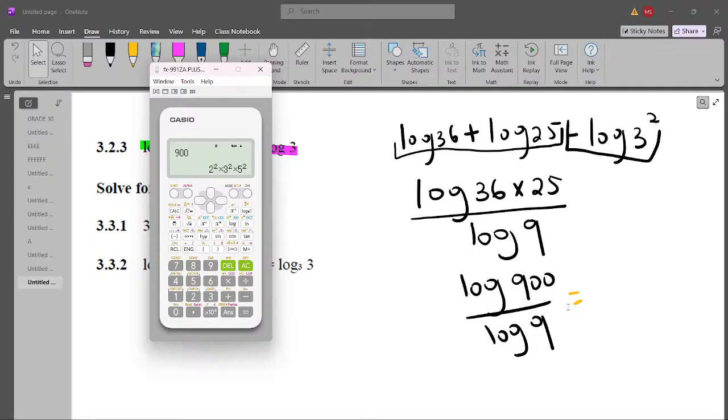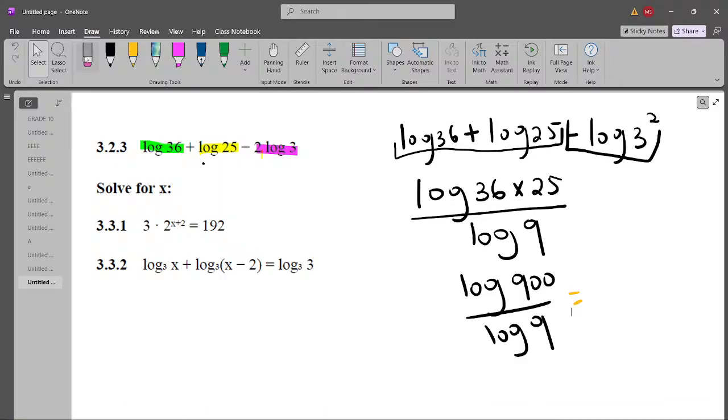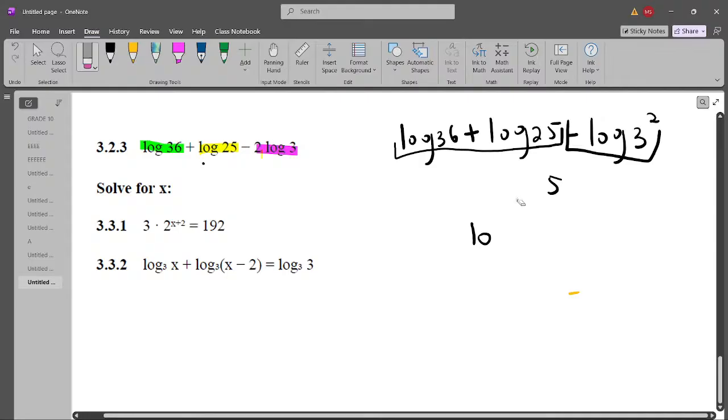Okay. Alright, yeah, this is where I made the mistake. We needed to simplify these ones first. Okay, I see my mistakes. That was not written up.